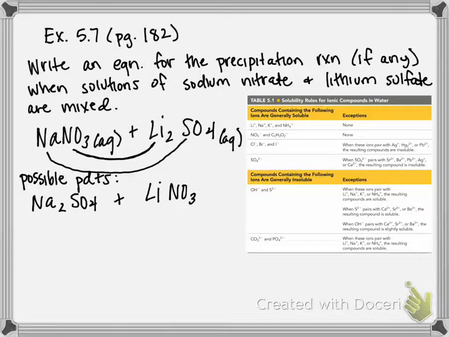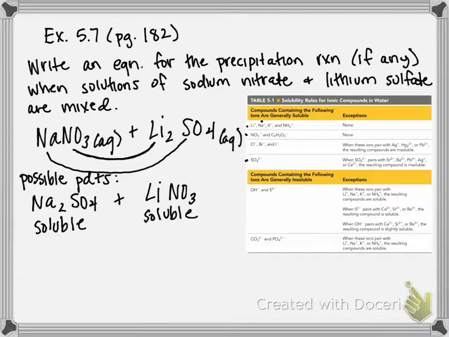So now this is where we consult our solubility rules to determine if either one of these is insoluble, if we form a precipitate. So sodium sulfate, since it contains sodium, is going to be soluble. Sulfates are typically soluble, either because they contain sodium or they're in the generally soluble column. Whereas lithium nitrate, because it contains lithium and nitrate, is also soluble.